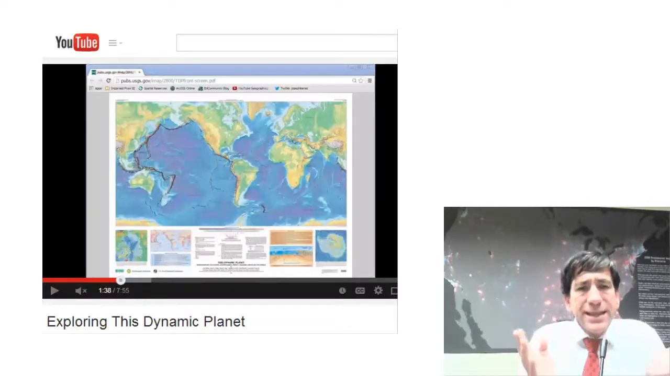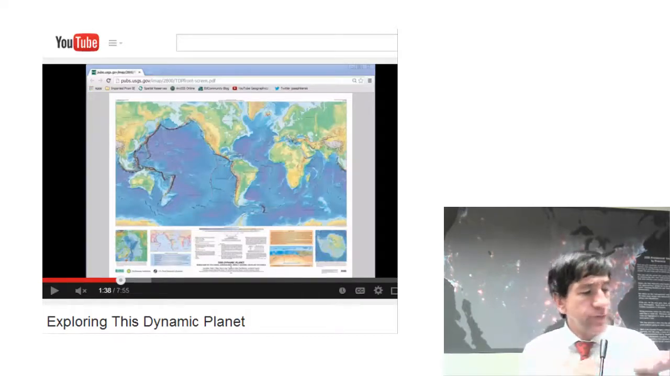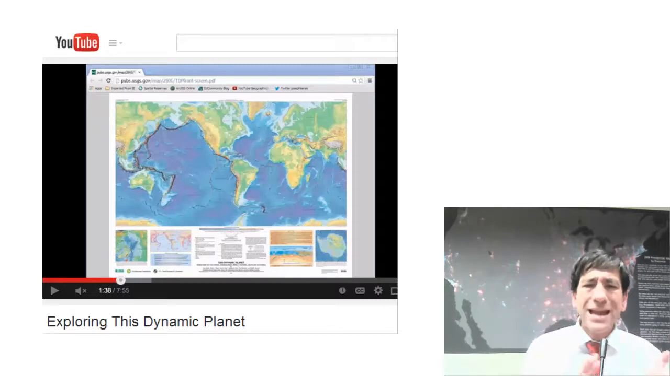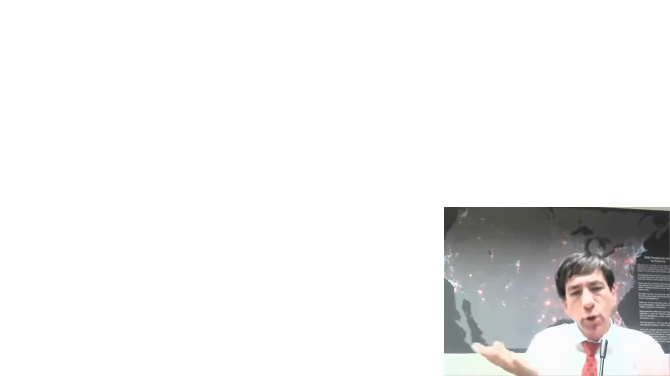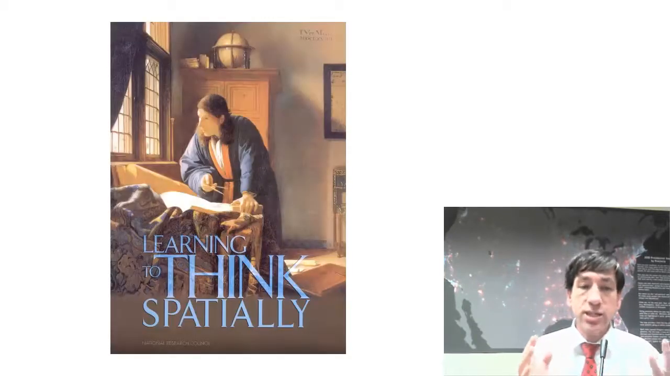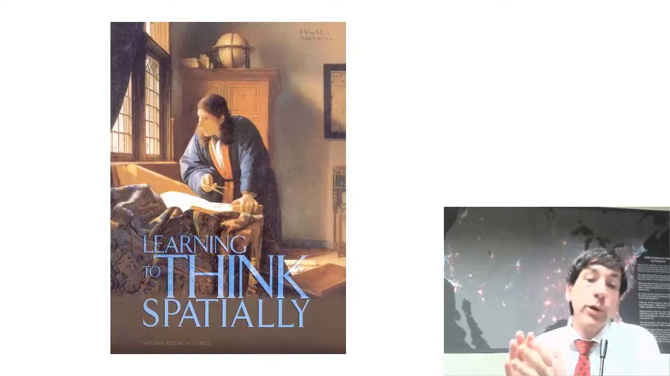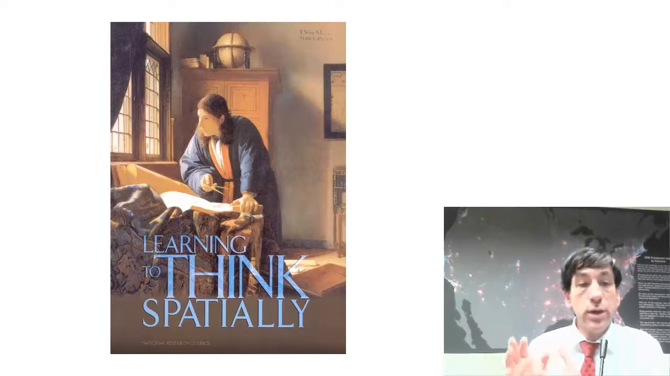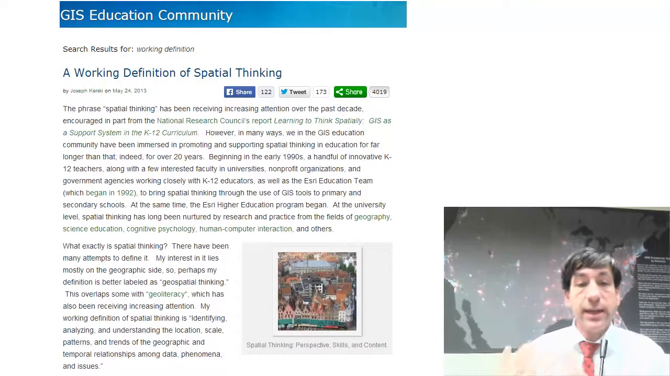I'm also going to have you look at a video and a mapping resource called This Dynamic Planet. It really gets us into the whole idea of, web maps are really powerful. They're more versatile and more dynamic than paper maps. So it's going to be a nice comparison. I'm going to have you dig into a little bit of the National Research Council's Learning to Think Spatially report. And then I'm also going to have you dig into a working definition of spatial thinking, something I wrote that you can reflect on.